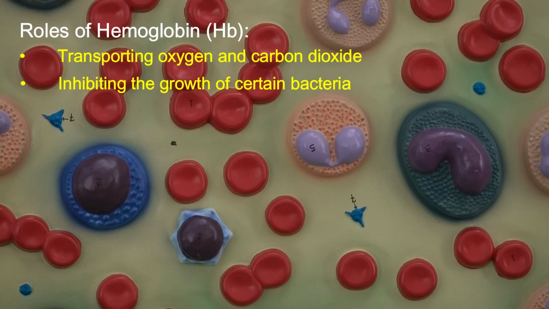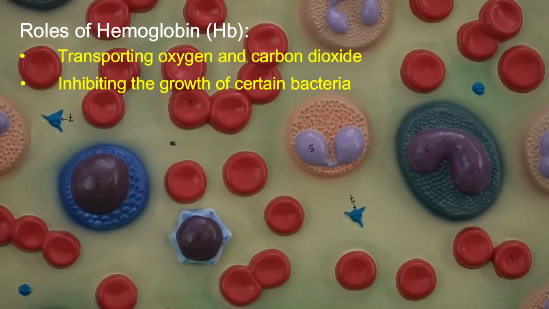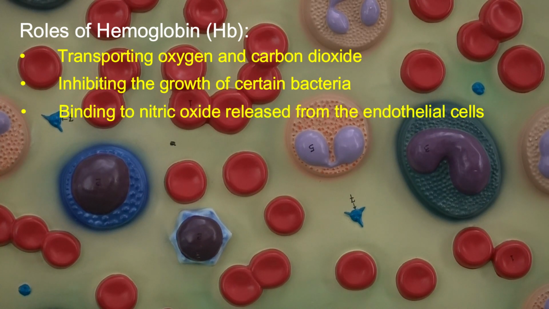Another thing that hemoglobin can do is that it's capable of binding to nitric oxide. Recall that the squamous cells that line our blood vessels, and we refer to these squamous cells as endothelial cells, release nitric oxide. Nitric oxide is a vasodilator. Hemoglobin can bind to the nitric oxide released from endothelial cells, and then under some circumstances, hemoglobin releases the nitric oxide.